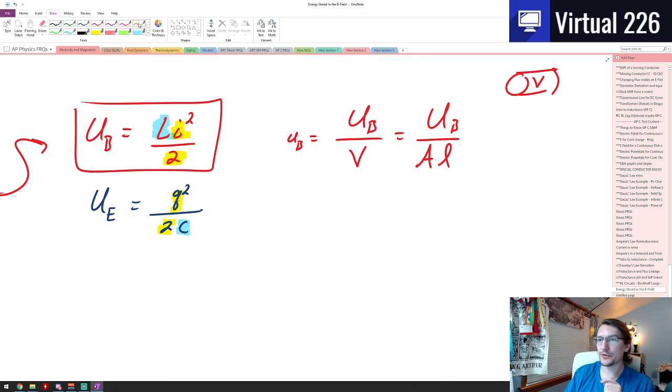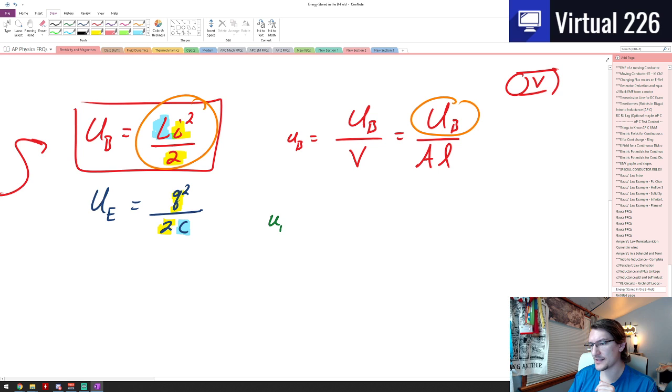Now, what we can also say is that we know what this value is here. This is the L i squared over 2. So we can rewrite our magnetic field density as saying L i squared over 2, over A times l, and this is little l, this is length. Don't confuse length and inductance here.